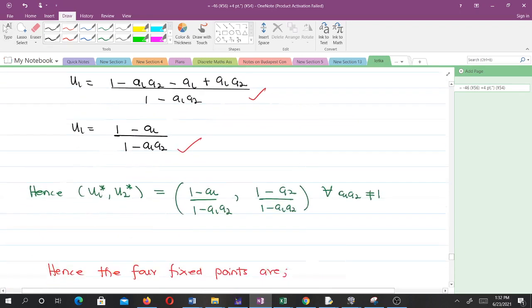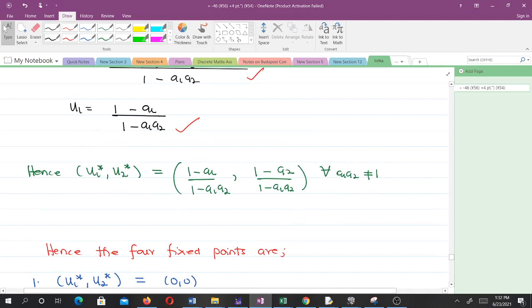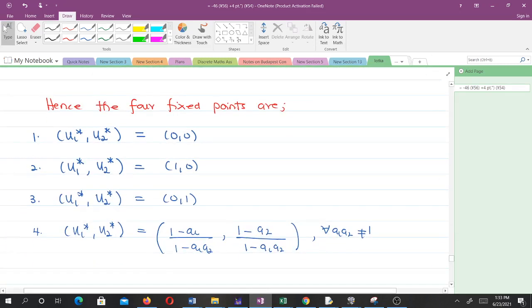So that means that the last fixed point, that's the non-zero fixed point, is u1 star, u2 star equals (1 minus a1) over (1 minus a1 a2), comma (1 minus a2) over (1 minus a1 a2), for all a1 a2 not equal to 1, because when a1 times a2 is 1, then that means that all of them are going to be divided by 0, and we will not get a real number, right? We get an undefined fixed point. So hence we have these 4 fixed points, right?